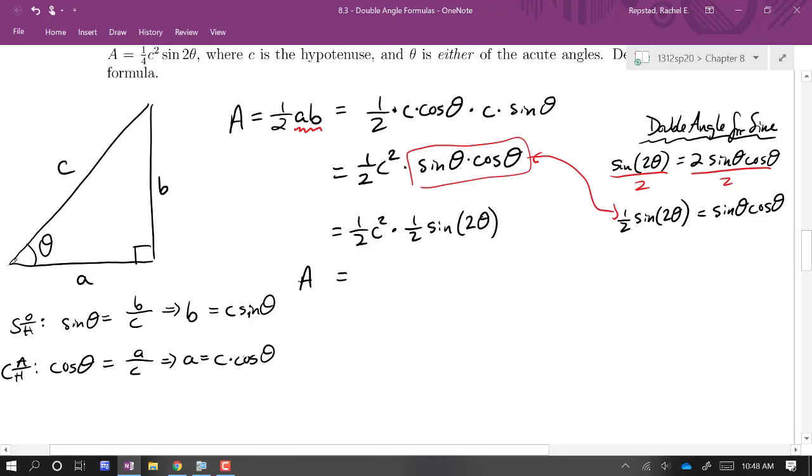And finally we get 1/2 times 1/2, which is 1/4, times C squared times sine of 2 theta.